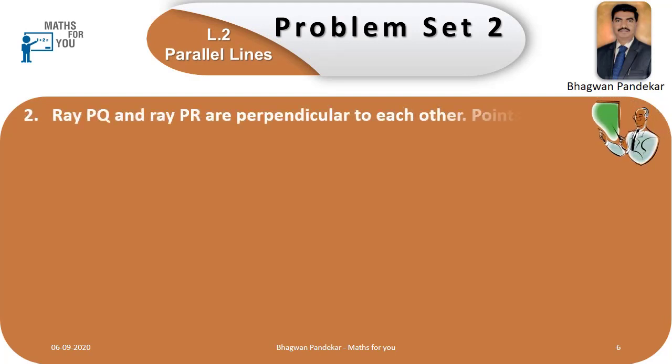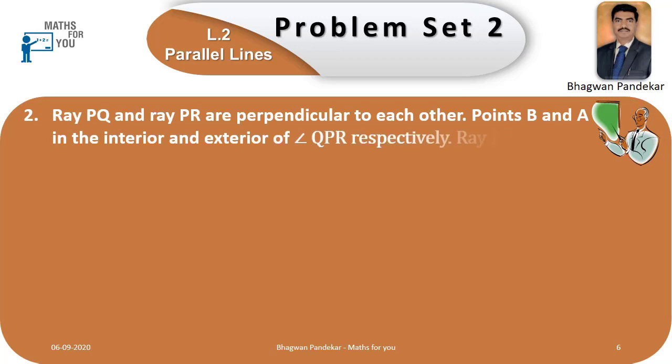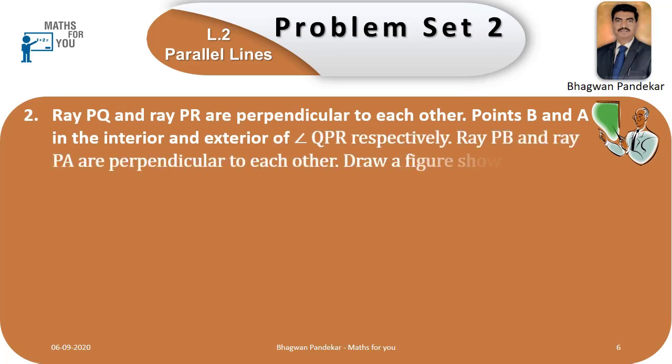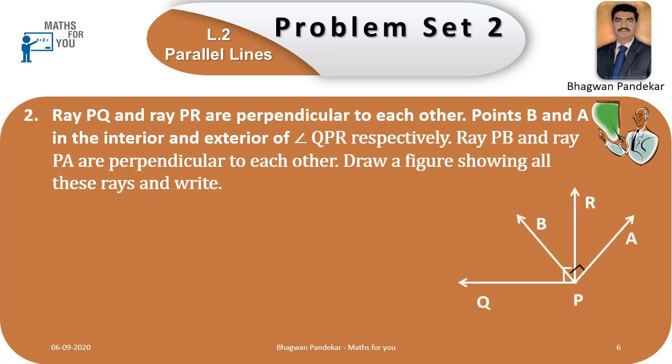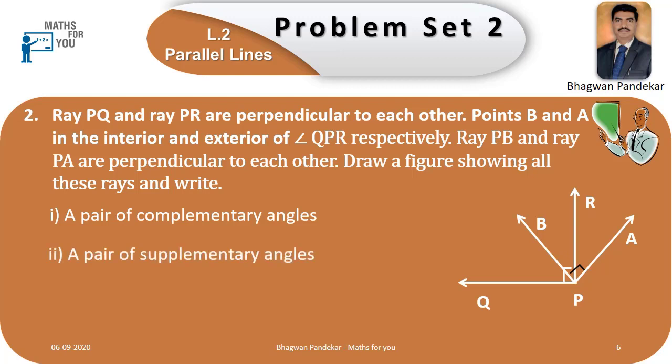Question number 2. Ray PQ and ray PR are perpendicular to each other. Points B and A are in the interior and exterior of angle QPR respectively. Ray PB and ray PA are perpendicular to each other. Draw a figure showing all these rays and write first a pair of complementary angles, second a pair of supplementary angles and third a pair of congruent angles.